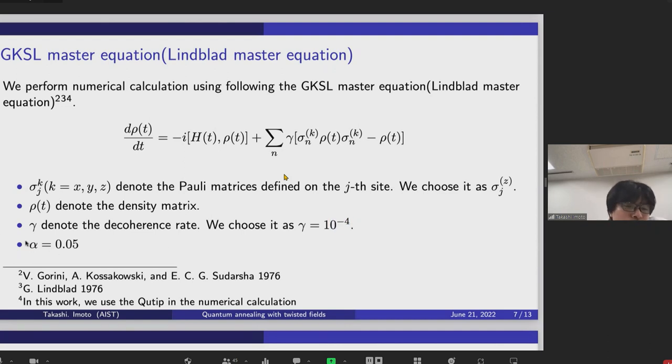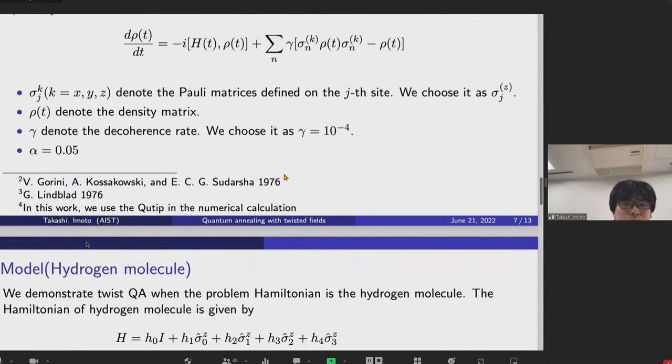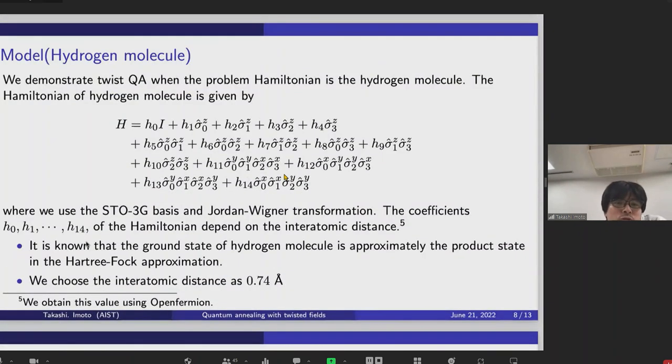And in this numerical calculation, we choose the learning rate as this value. And we demonstrate twisted QA when the problem Hamiltonian is the hydrogen molecule. The Hamiltonian of the hydrogen molecule is given by this one, where we use the STO basis and the Jordan-Wigner transformation. The coefficients h0 to h14 of the Hamiltonian depend on the interatomic distance.